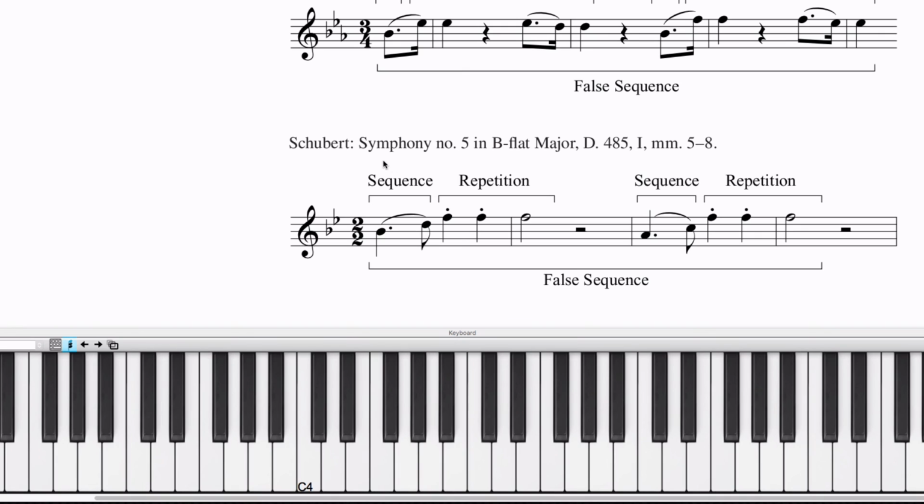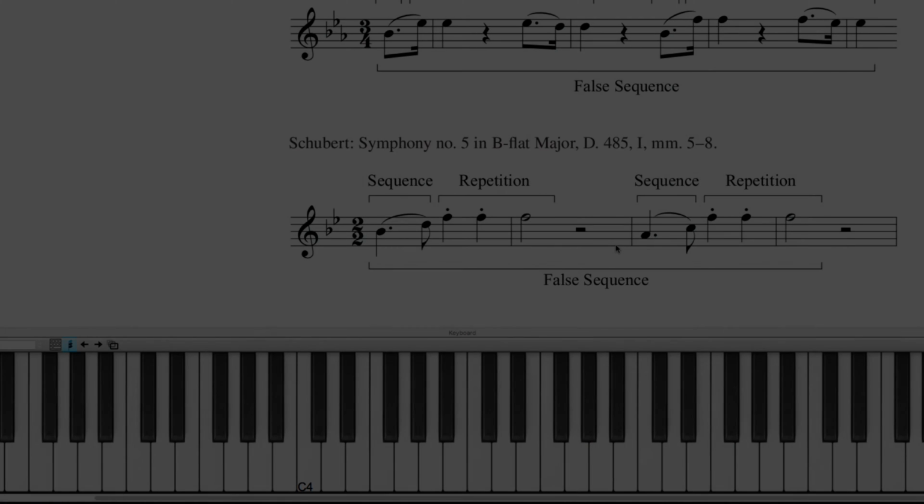Another example is a Schubert symphony. It starts out and plays a B flat major chord. What it should do then is transpose it down a half step and have A, C, E flat. It doesn't though, it has A, C, F. Because of that, right, these Fs are repeated, but they're not transposed, just repeated verbatim. So it makes it a false sequence because it doesn't have the exact same interval sizes, but something varies in its size.